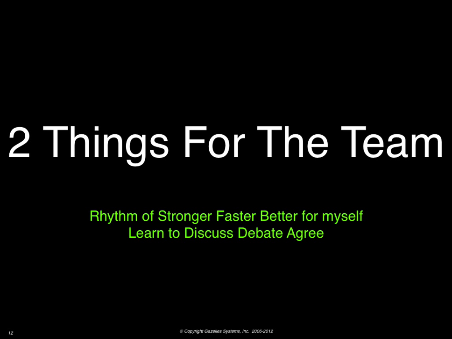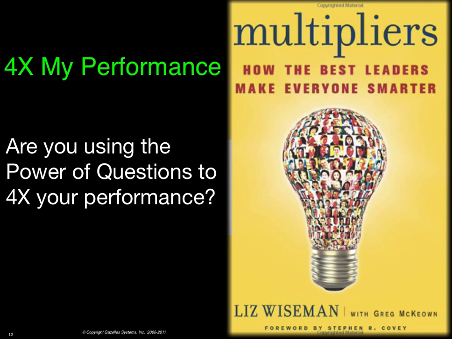alignment. Now, Liz Wiseman, one of my favorite speakers on performance, has this book, Multipliers, and she talks about how her research shows that the power of questions can help us to be much better leaders. And in doing so, we can be multipliers. We can get two to three times more performance from our teams. What I've found is that using the power of questions on myself works great too. So I believe that if you use questions on yourself and focus on owning it, you can actually get 4 times more performance from yourself.